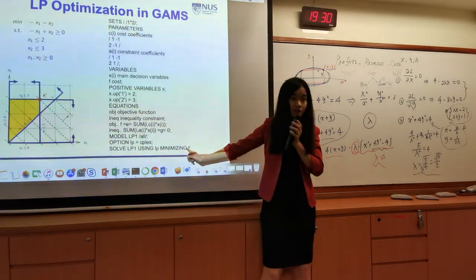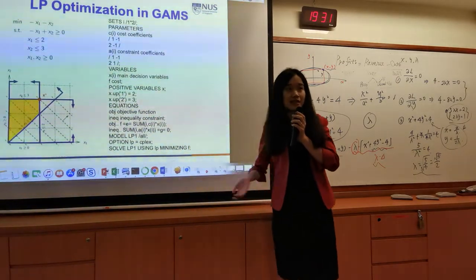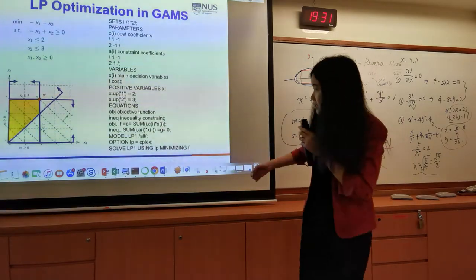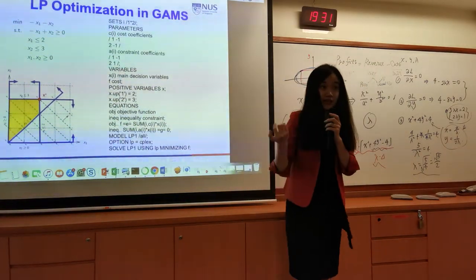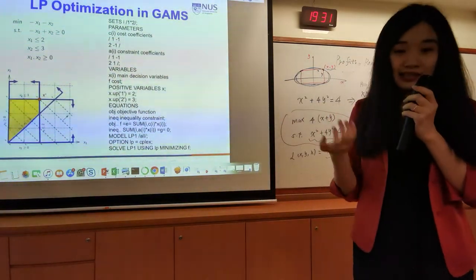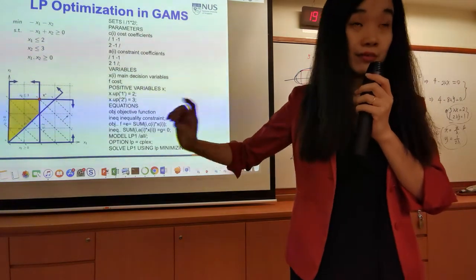So this is a GAMS code we wrote. GAMS code doesn't differentiate much, just here it is LP. If it's integer, maybe it's MIP. So that's the point that differentiates what the program is.